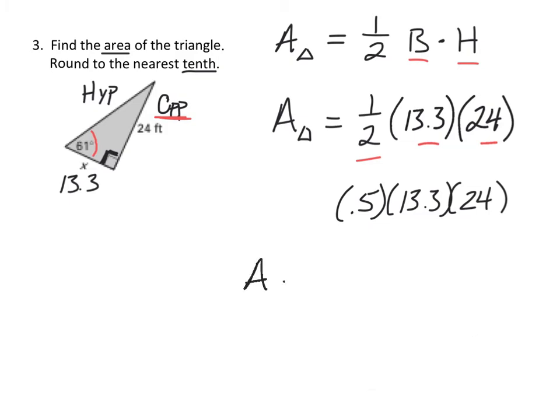So after I multiply those three together, it looks like the area of my triangle is 159.6. And the units they were using were feet. So it's going to be feet squared.